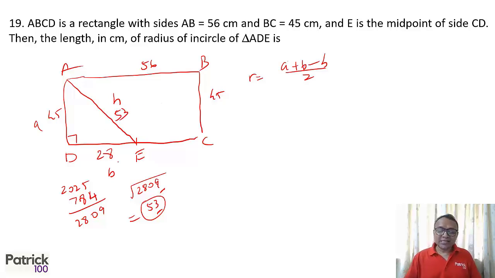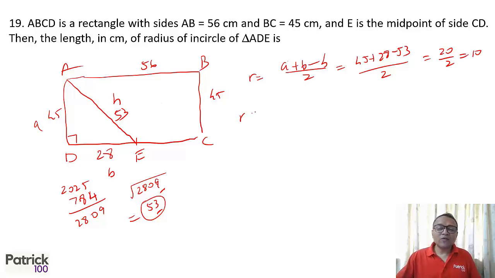But yes, you can use the calci for direct calculations just to confirm. Then you get the inradius directly as (45 plus 28 minus 53) upon 2, which is nothing but 20 upon 2, which gives you 10. You can also use the inradius formula, area of a triangle upon semi-perimeter, where semi-perimeter is (A plus B plus H) upon 2.